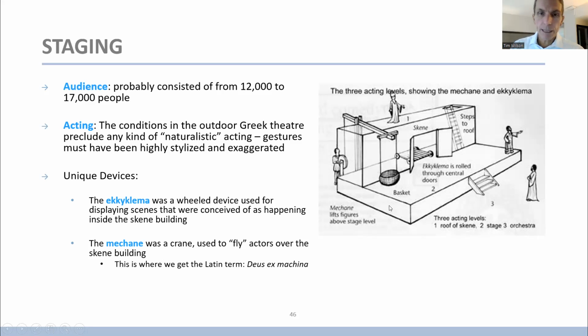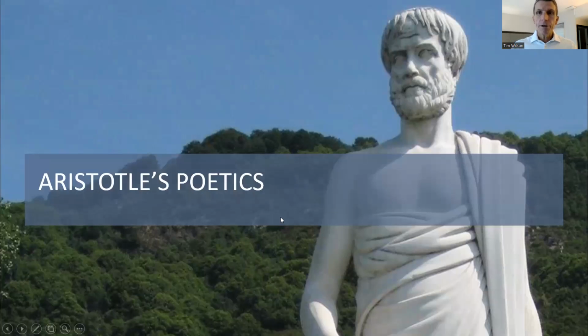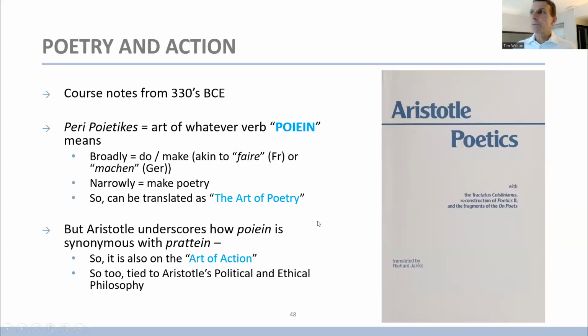We also have this mechane structure, a type of crane that could be used to fly actors across or over the skene building. And from that, we get the term deus ex machina from Latin. I want to end on discussing Aristotle's Poetics. It is the first thorough articulation of what's going on in tragedy, and it has really shaped not just our interpretations of tragedy, but literary theory about how we interpret a lot of genres ever since.